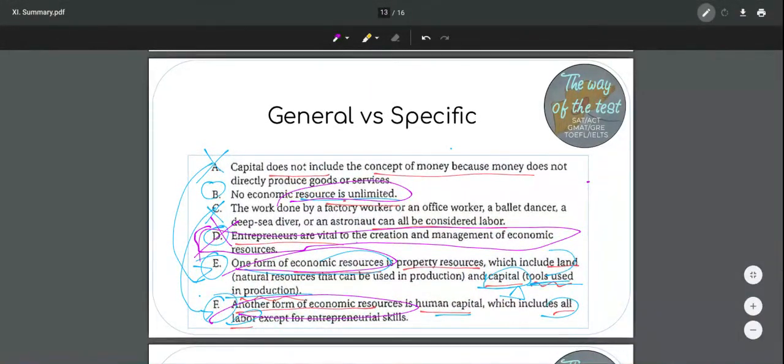Okay. Again, this is the question type that you can solve without checking the text. You can totally check the text if you feel like it, just to make sure that you have the right answer. But it's better to focus on general versus specific. Again, general versus specific in the context that you're working with.